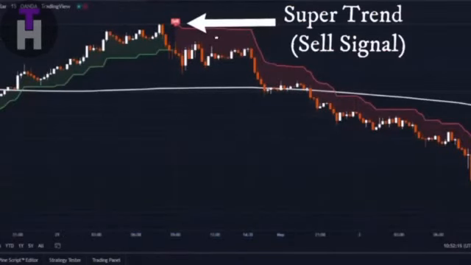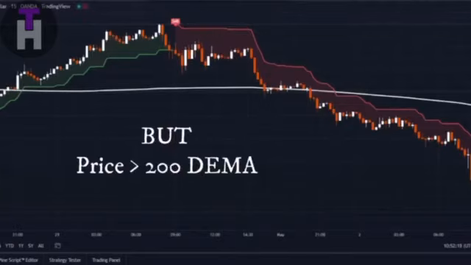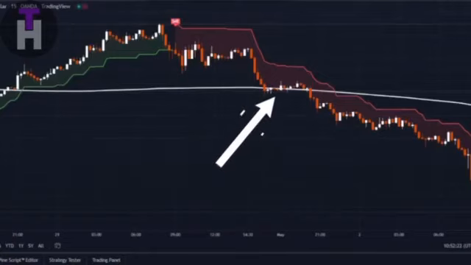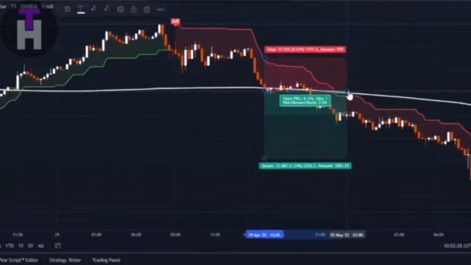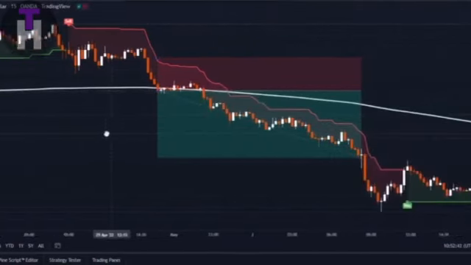If the Supertrend gave a sell signal, but the price is still above the 200 DEMA line, we shouldn't take the position. But we can wait for the price to cross below the 200 DEMA line, and while the Supertrend is still colored red, that is the time where you can take a sell position and set the stop and take profit as I explained. If you use this point, you will definitely make more money trading with this strategy.